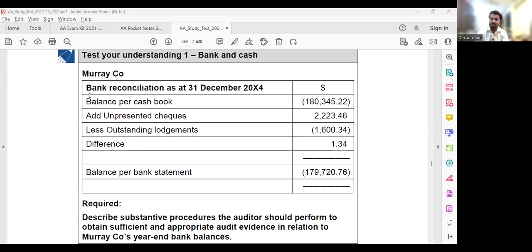So this is the information that the client has provided to you. Now you as an auditor, you tell me what audit procedures will you perform? What audit procedures will you perform? Okay, let me tell you the first audit procedure. This is the first audit procedure which I'm going to tell you.